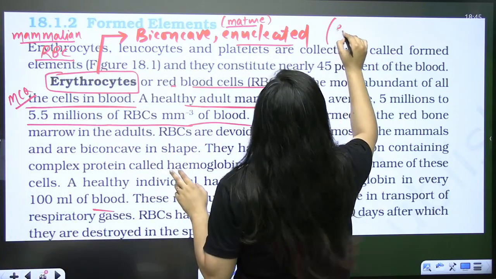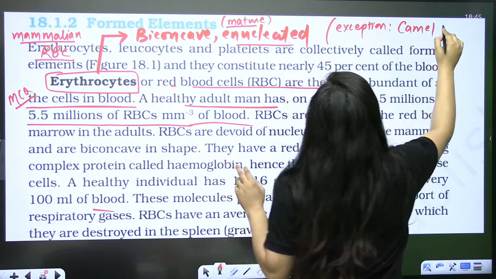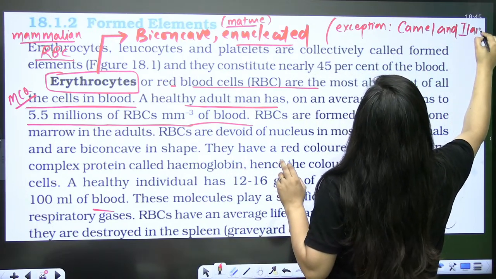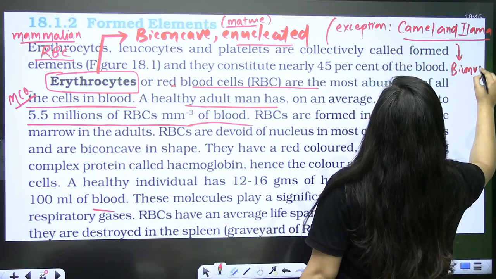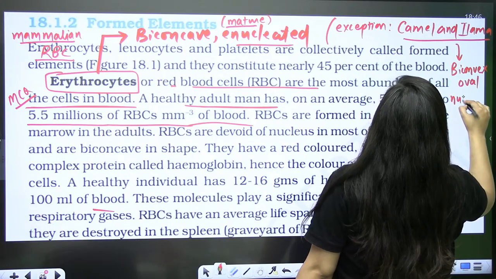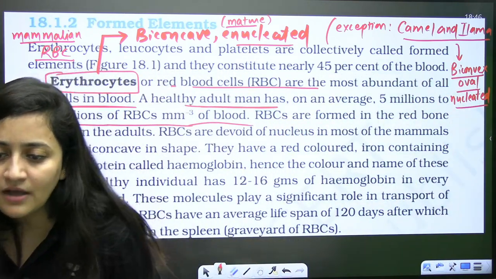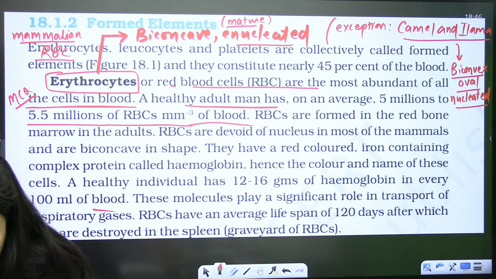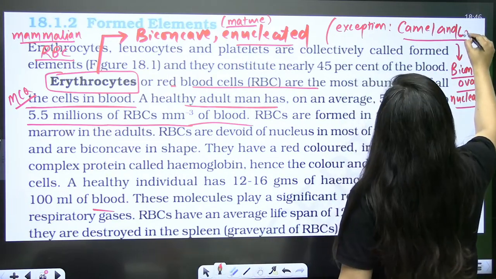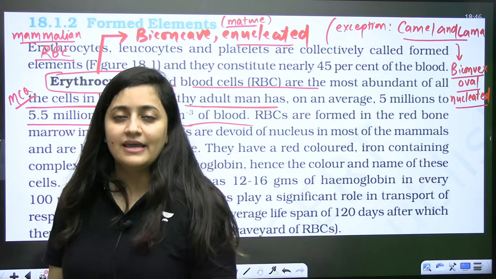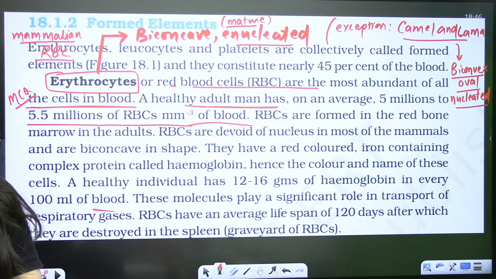And here also we have an exception. The exception among mammals is the camel and the llama. Here the RBC is biconvex, oval, and nucleated. This part is important. The camel is the main exception here. Done, bache?